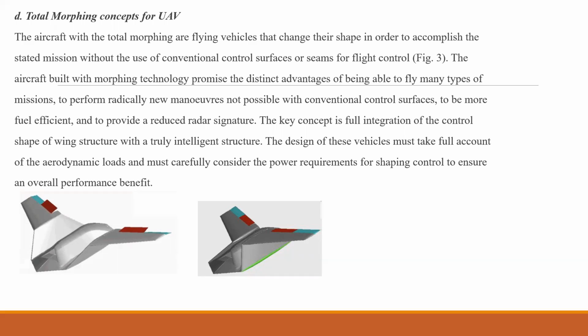The design of these vehicles must take full account of the aerodynamic loads and must carefully consider the power requirements for shaping control to ensure an overall performance benefit. As we can see here, the control surfaces are here, but the wing can change its shape, so that the control surfaces haven't changed their shape.